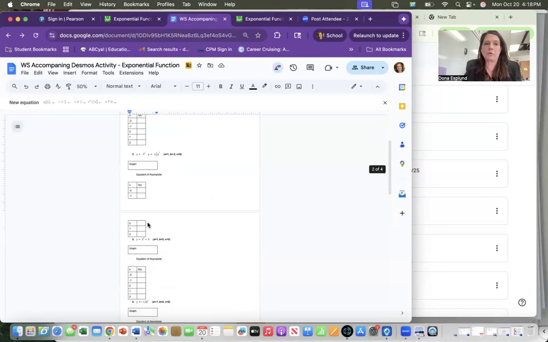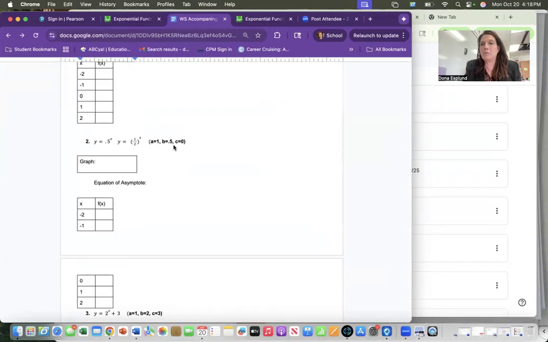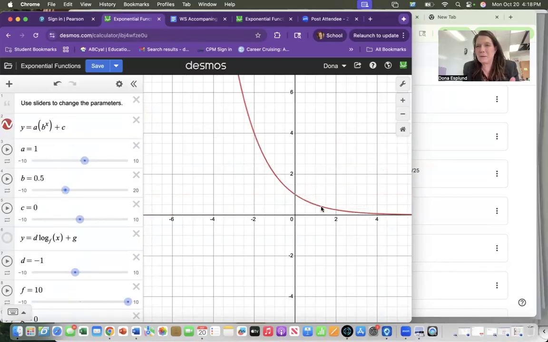But notice that on the second one, I'm going to change, and I've got the values of A to be 1, B is going to be 0.5, which again is 1/2, and then C is going to be 0. So I'm going to come back over to my graph. I'm going to change the B to 0.5, which is 1/2, and notice what happened to my graph. Instead of getting really big, when X goes to the positive, the Y was really increasing fast. Well, notice now as X gets really big, it's going to start approaching that asymptote of my X axis.